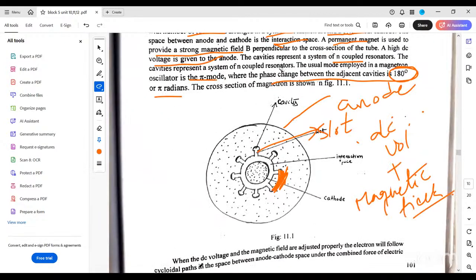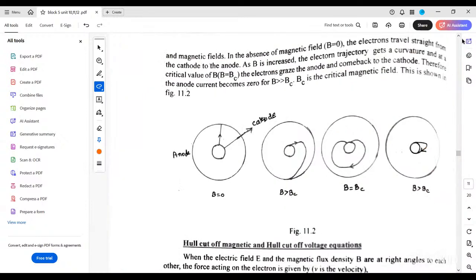Next, I said we are applying DC voltage as well as magnetic field, both. When DC voltage and magnetic field are both adjusted properly, electrons will flow in a cycloidal path. First, see the diagram, then we will see the description. Suppose no magnetic field is applied, then the electron goes in a straight direction. When it is moving in the absence of magnetic field, the path is straight.